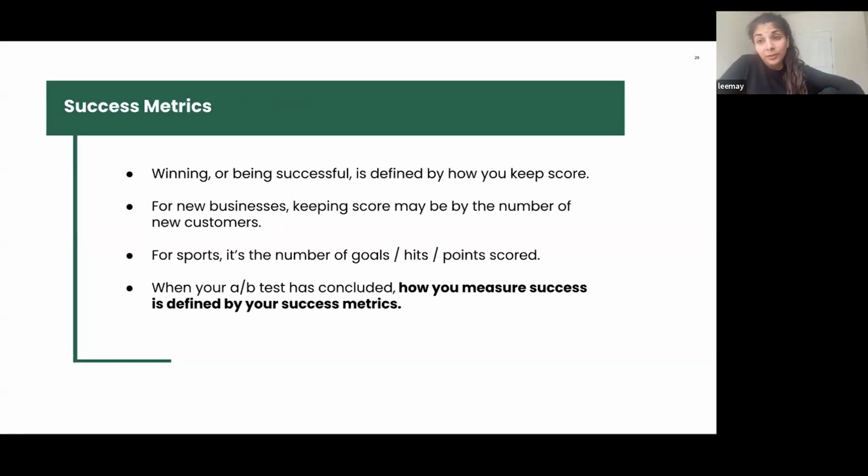All right, let's get a little bit into success metrics. Winning or being successful is defined by how you measure what a win is. For a new business, keeping score may be the number of new customers that are added to the platform or product. For sports, it's obviously goals, hits, points, whatever. When your A/B testing has concluded, how you measure success is defined by your success metric.